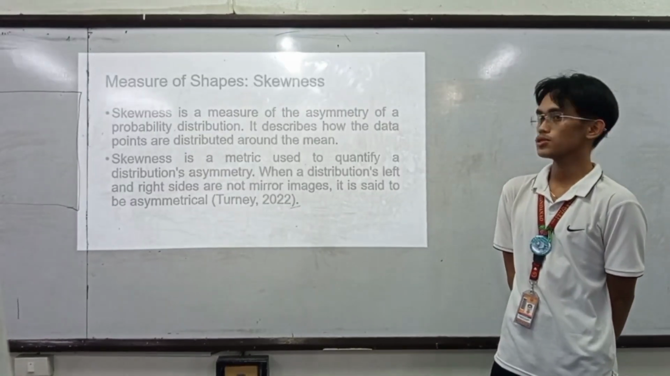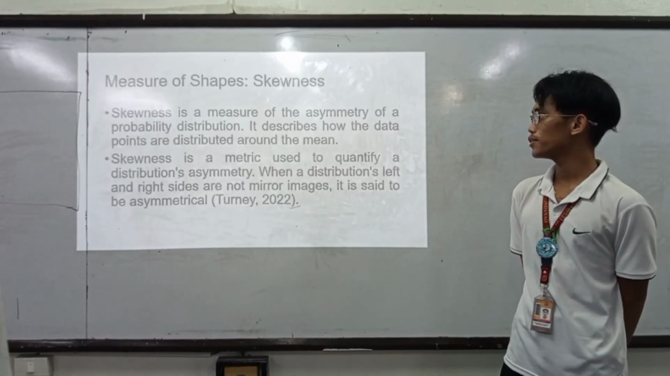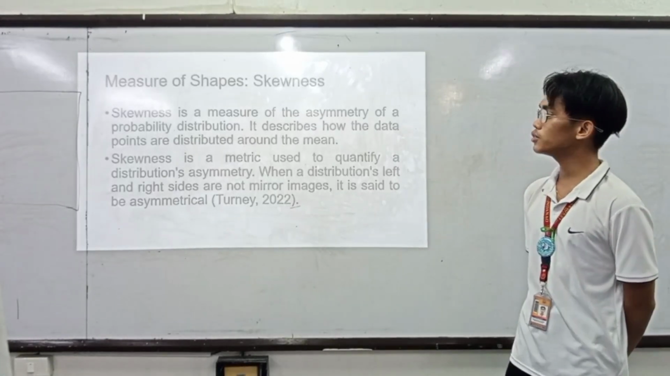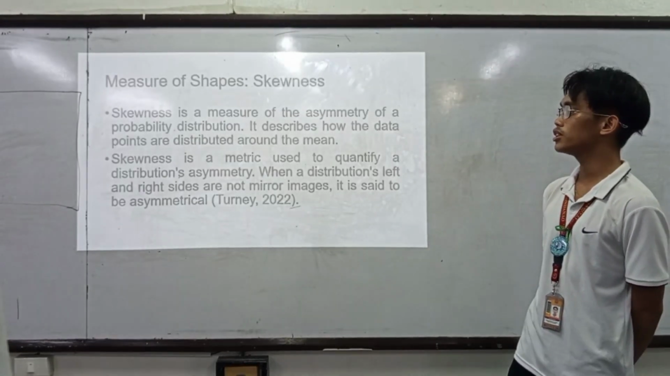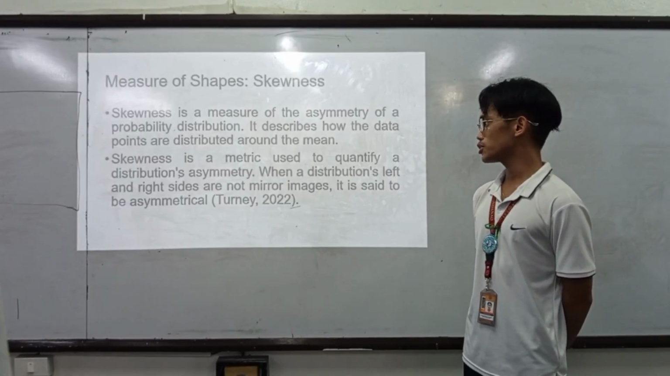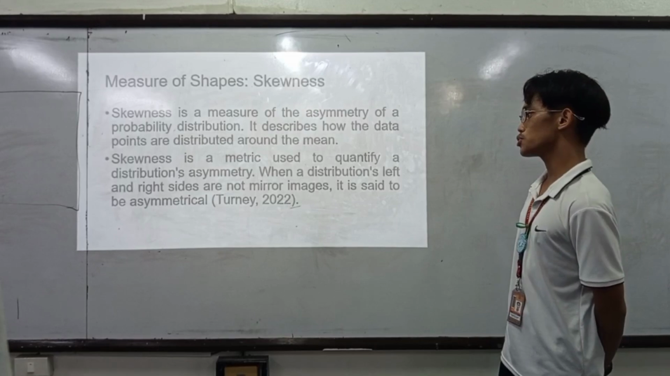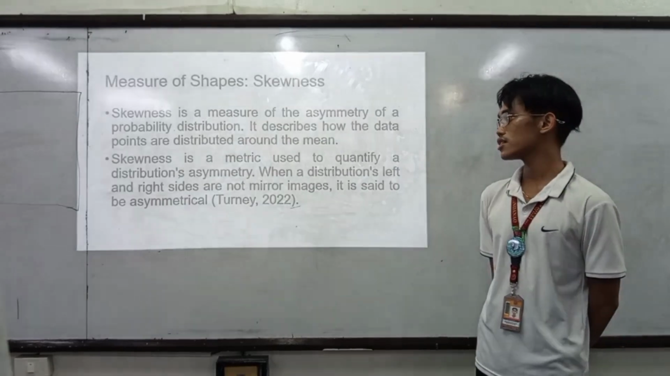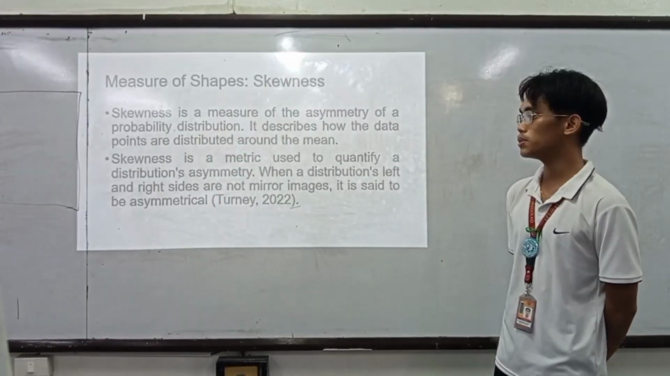Measures of shapes, skewness. Skewness is a measure of the asymmetry of a probability distribution. It describes how the data points are distributed around the mean. Skewness is a method used to quantify a distribution's asymmetry. When a distribution's left and right sides are not mirror images, it is said to be asymmetrical.